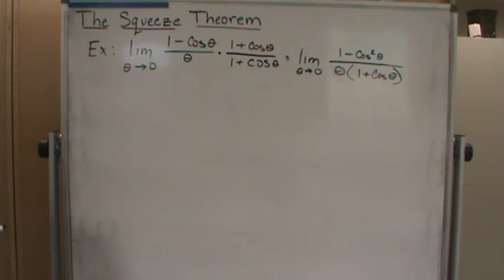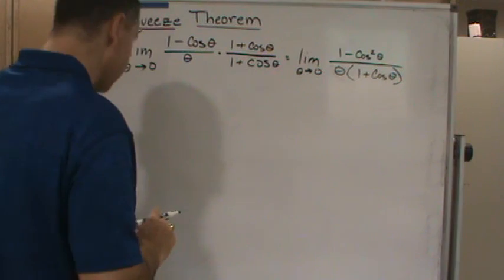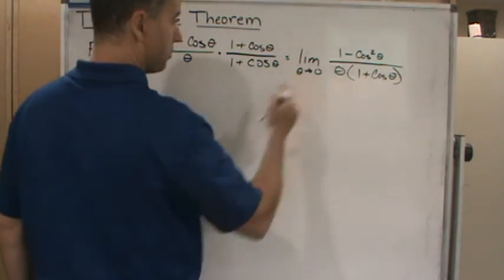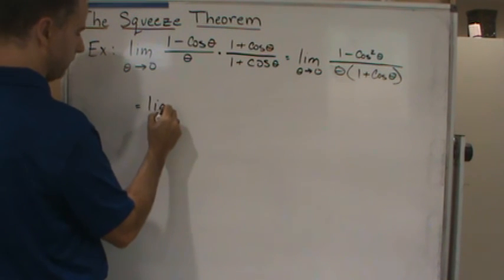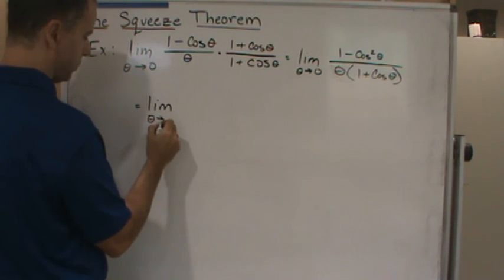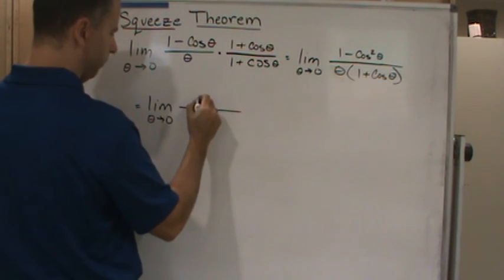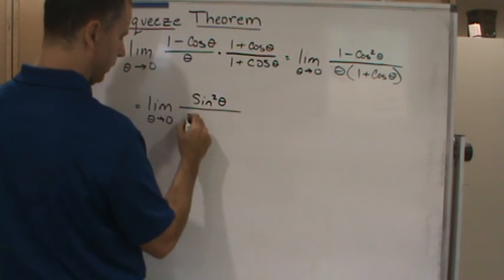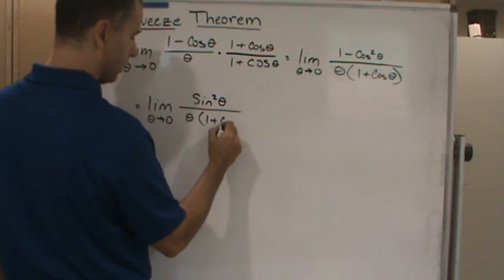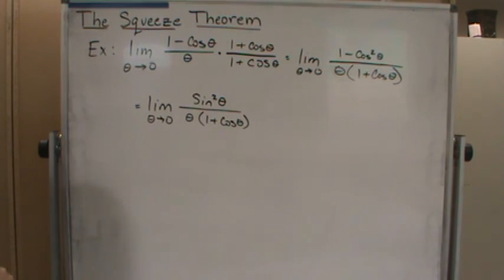Now let's simplify the top so we can use the Pythagorean identity. 1 minus cosine squared theta is going to give us sine squared theta, so that's going to equal the limit as theta approaches 0 of sine squared theta over theta times 1 plus cosine theta. Okay, so that's where we're at.